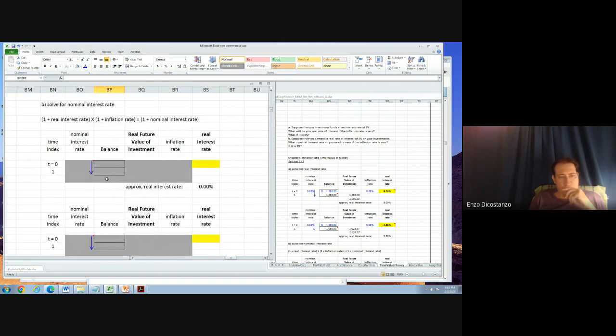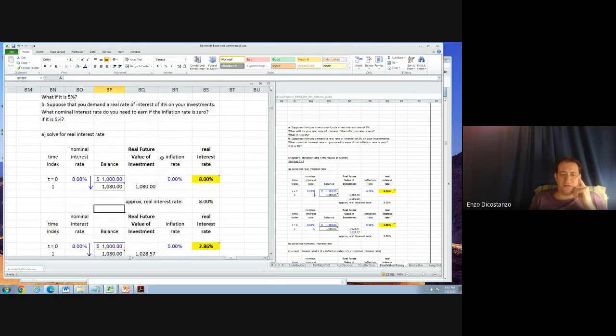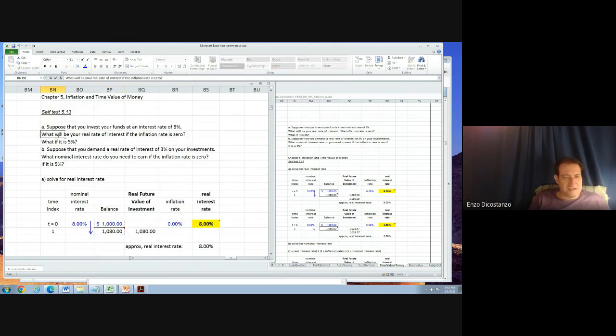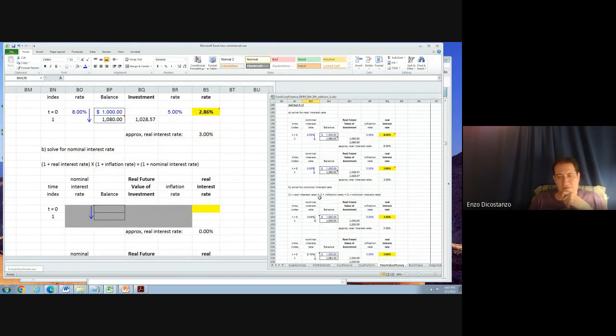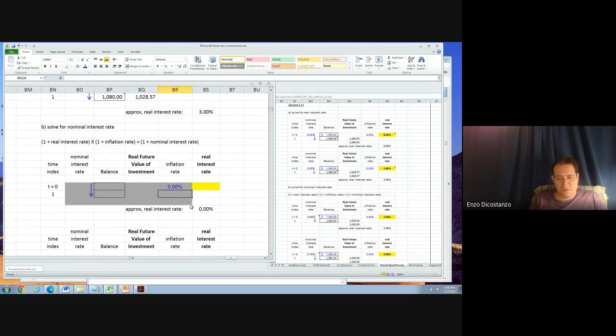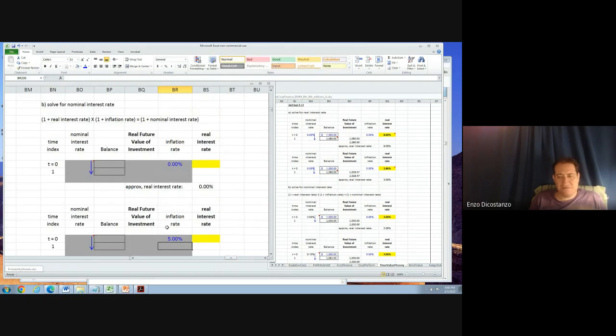And this other part of it: here we solve for the real, and the other one is supposing you demand a rate. It says what the nominal will be, and actually for this one, you're solving for the real rate of interest, and this is the nominal. So if inflation here is 0, inflation here is 5.